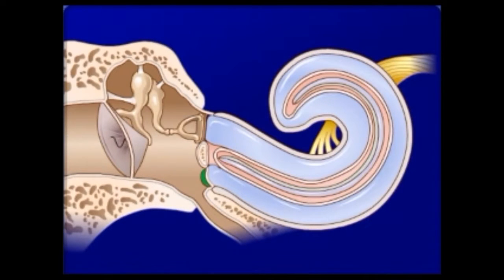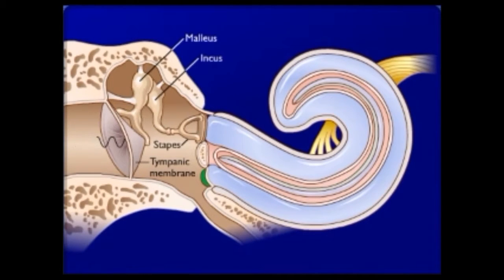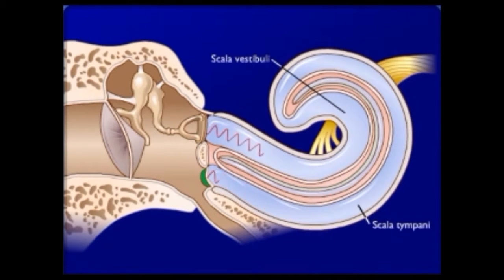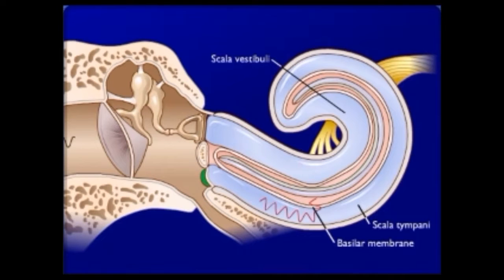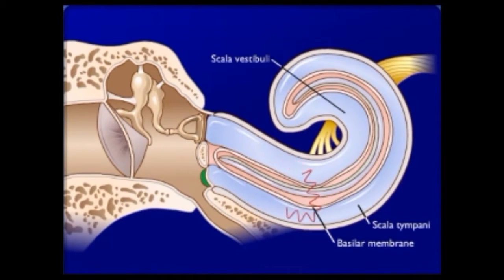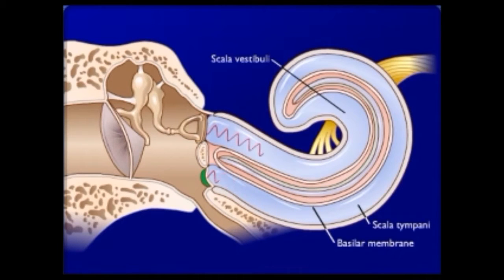Sound waves strike the tympanic membrane and cause it to vibrate. Vibration of the tympanic membrane causes the three bones of the middle ear to vibrate. The footplate of the stapes vibrates in the oval window. Vibration of the footplate causes the perilymph in the scala vestibuli to vibrate, which in turn causes displacement of the basilar membrane. Short wavelengths from high-pitched sounds cause displacement of the basilar membrane near the oval window.